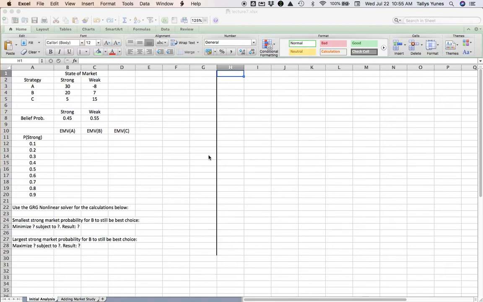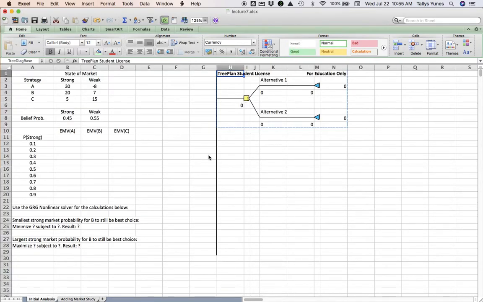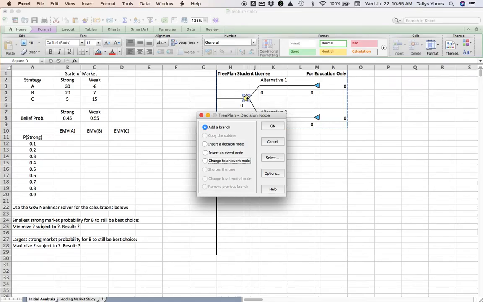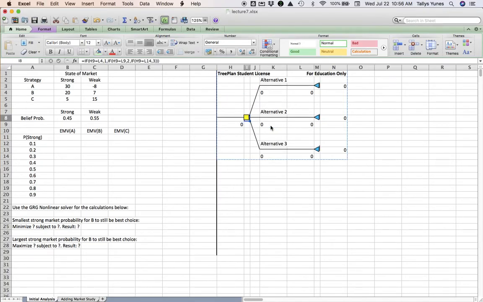And here goes new tree. Right, so how many decisions do we have available? We have 3, right? And the default here is 2. So let's click on this yellow node, bring up the tree menu again, and add a branch here, right?